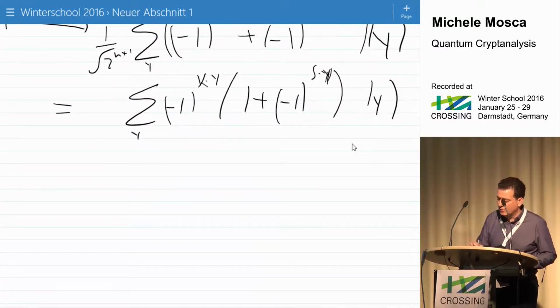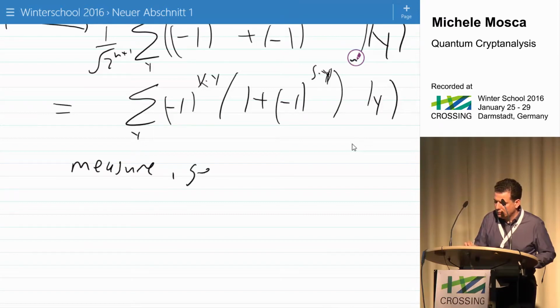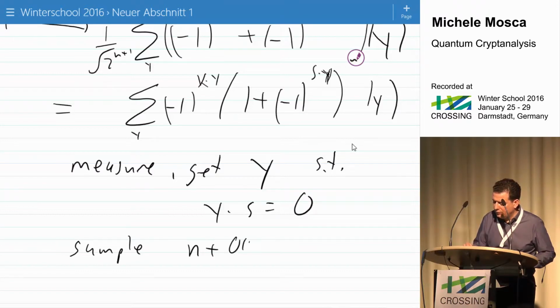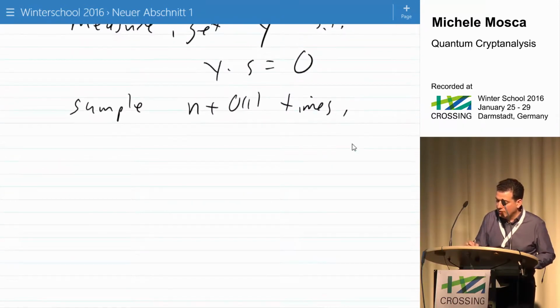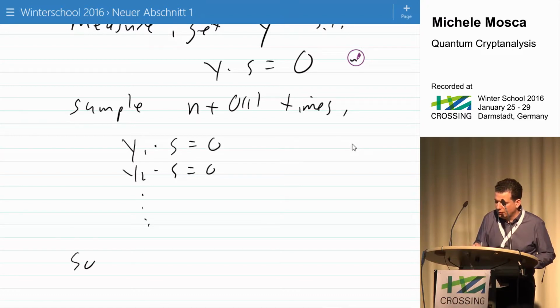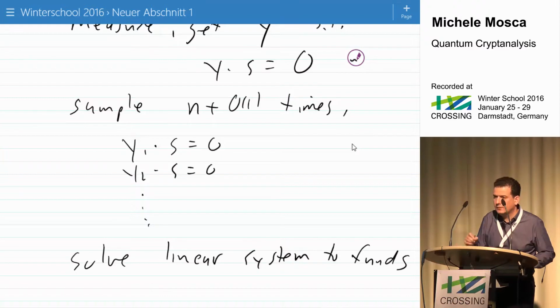So you only ever measure a y such that y dot s is 0. If you sample n plus big O of 1 times, you get all these linear equations: y1 dot s is 0, y2 dot s is 0, etc. You can solve the linear system to find s.